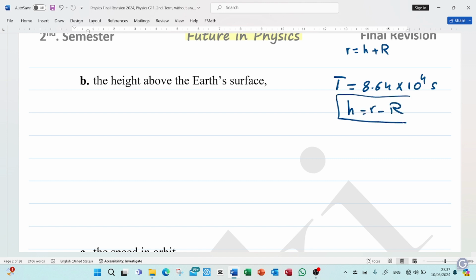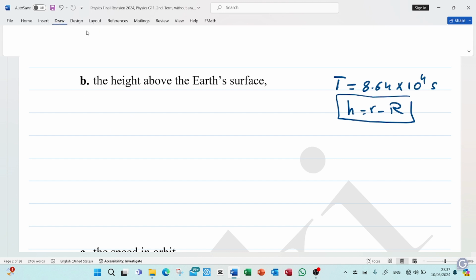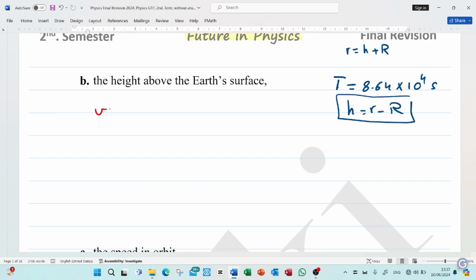What is r small? It is the distance from the center to the satellite. R capital is the radius of the Earth, which is given. Now we need to calculate r small. What is the formula? We know that v, the speed of the satellite, is 2 pi r over the time period.